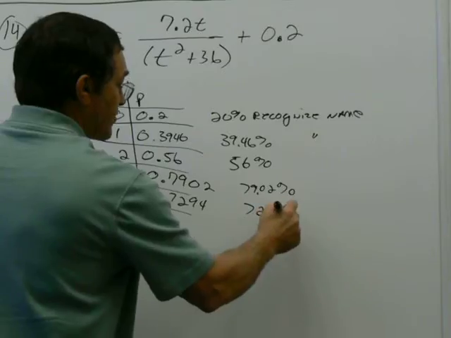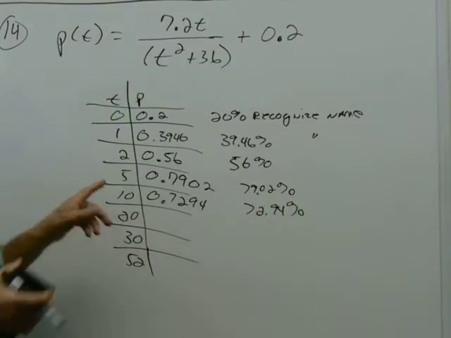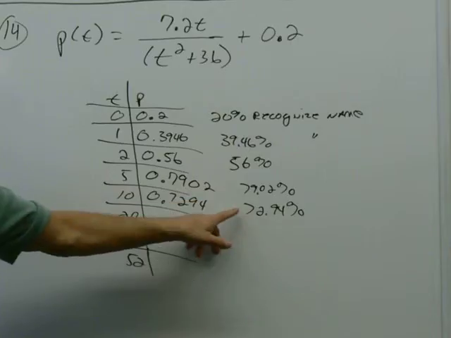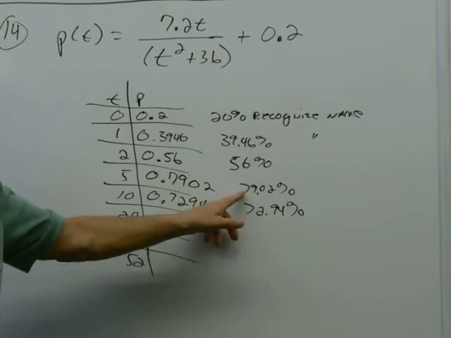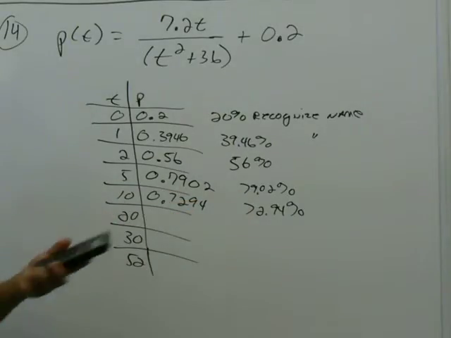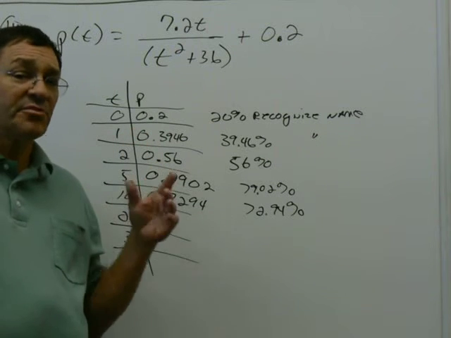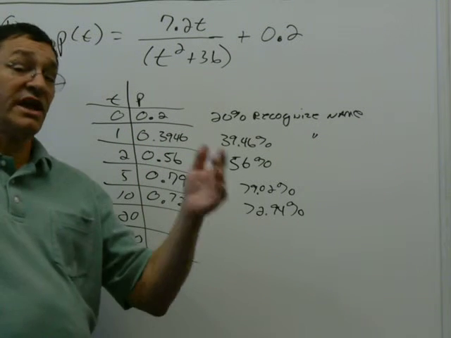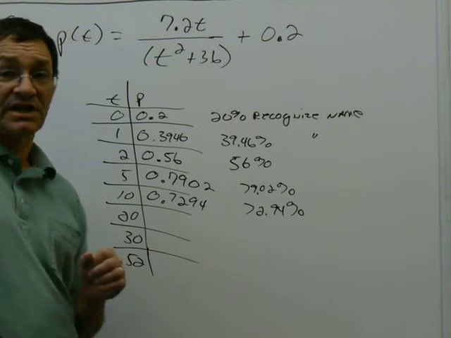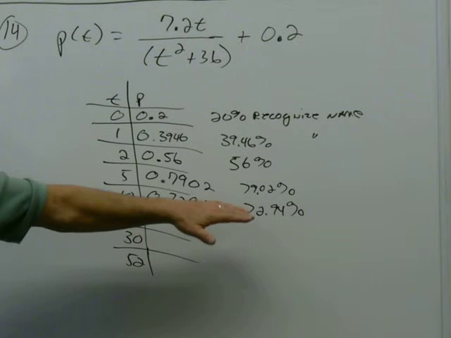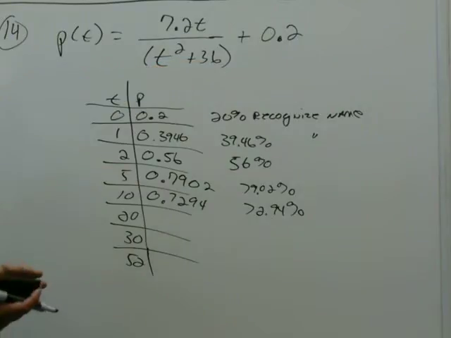Now I want you to notice something right here. 10 weeks into the campaign, I have fewer people recognizing the candidate's name than I did at 5 weeks. And so people are starting to forget. Now, the function doesn't tell us anything about why that would be so. Maybe there's other candidates, there's more names to remember. Maybe other issues are causing people to pay attention to those and not really remember the candidate's name.